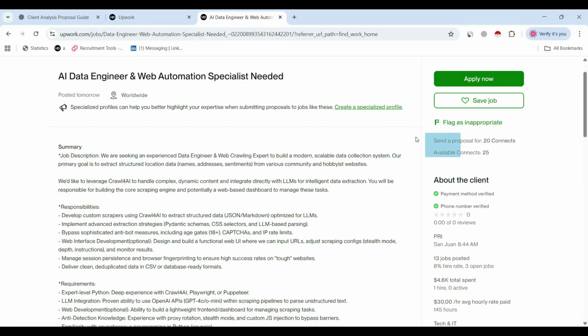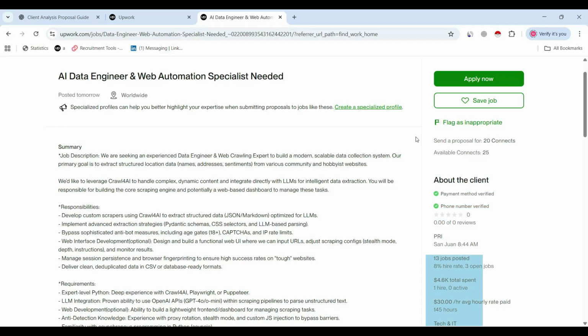Firstly, before writing any proposal, I always check how many connects I need to spend. This is important because every proposal has a cost and I want to make sure the return on investment makes sense. I have already explained this return on investment strategy in detail in another video, and you can watch it through the link in the description or by clicking in the upper right corner. Next, I check the payment verification. This client's payment method is verified and they have also verified their phone number, which is a good signal and it reduces the risk. But no freelancer has given him any reviews.